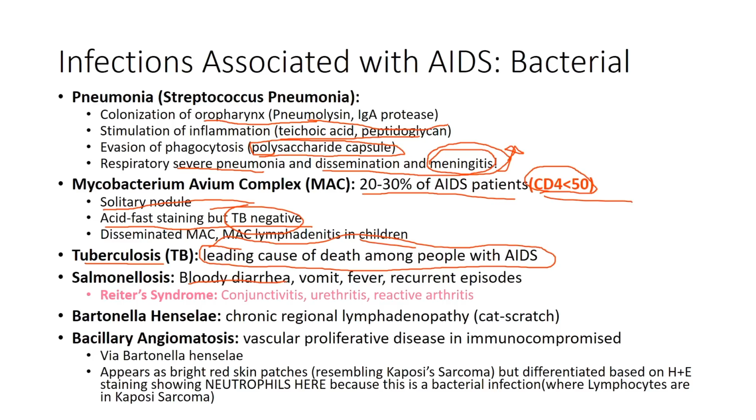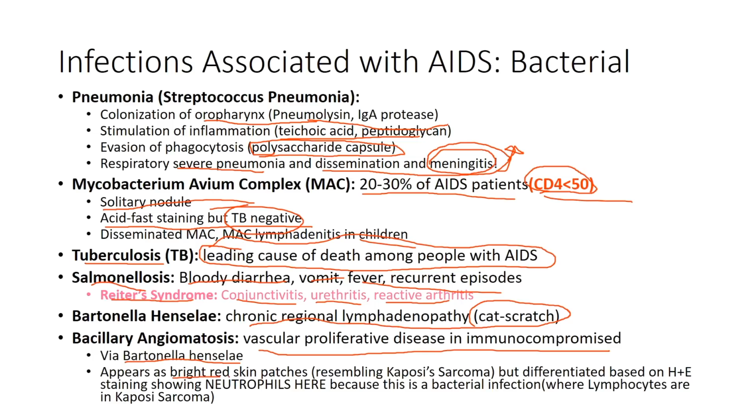Salmonella, it can cause chronic bloody diarrhea, vomiting, fever, recurrent episodes. It also can cause Reiter syndrome, which is conjunctivitis, urethritis, and reactive arthritis, which is kind of rare for GI infections from Salmonella as well. Bartonella henselae, we have talked about this as your cat scratch disease, so it can cause regional lymphadenopathy that is chronic and it stays there. That is chronic cat scratch disease, but it can also cause tumor-like growth, which is known as bacillary angiomatosis. This is a vascular proliferative disease. It's very, very similar to Kaposi sarcoma, but it's caused from Bartonella henselae.